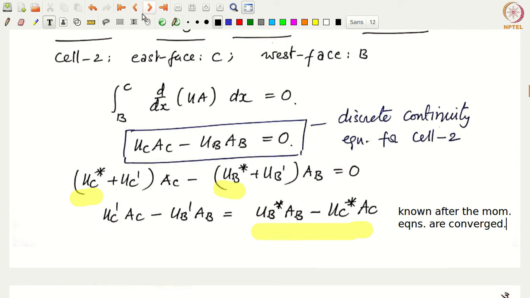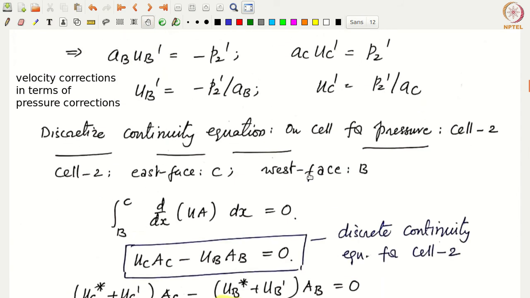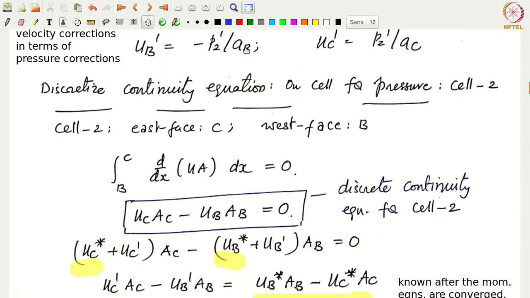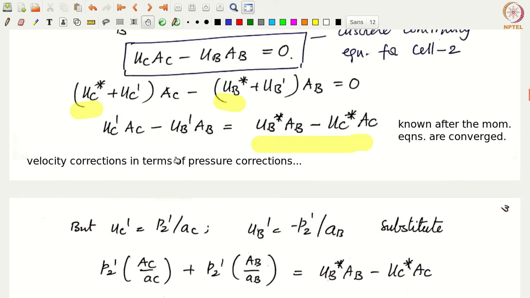Now what do we do? Essentially we substitute for the velocity corrections in terms of pressure corrections, from the equations we have derived. So substitute for UC prime in terms of pressure correction, that is UC prime equals P2 prime by aC. Similarly, UB prime equals minus P2 prime by aB. So plug in these two into this equation.